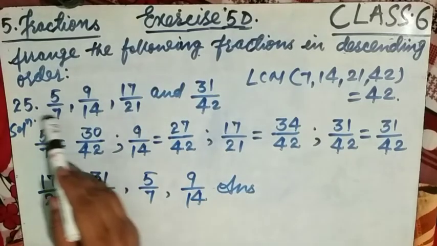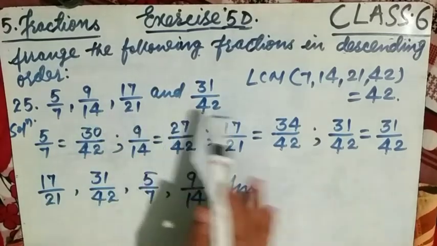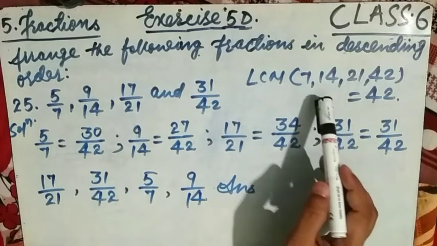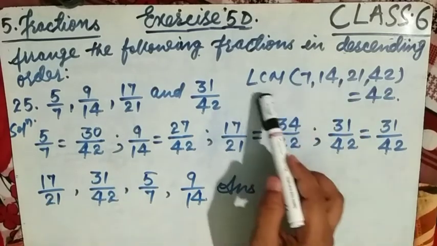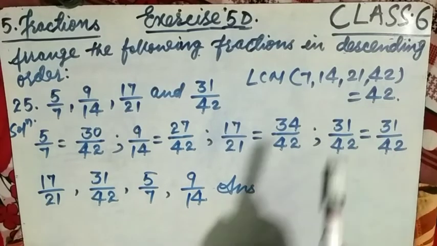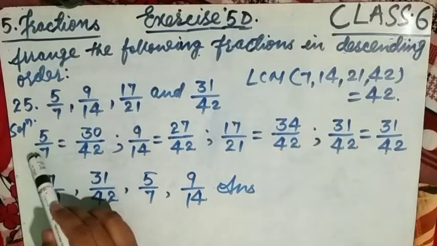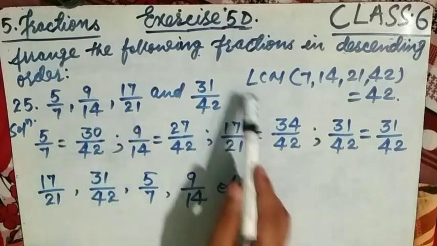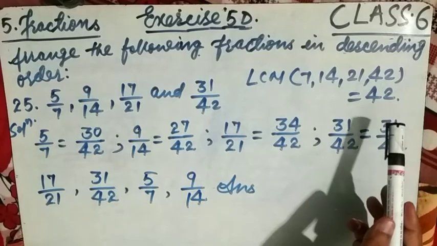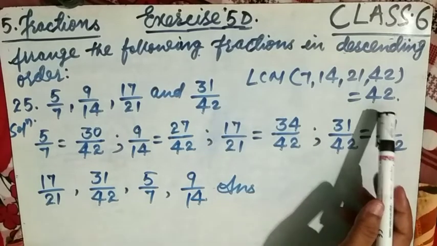Here are the given fractions. Now in order to find the descending order, first of all take the LCM of all denominators. We have already taken the LCM of all denominators 7, 14, 21 and 42. The LCM of 7, 14, 21, 42 is 42. We have checked. Now we have to change all the fractions to like fractions with denominator 42.